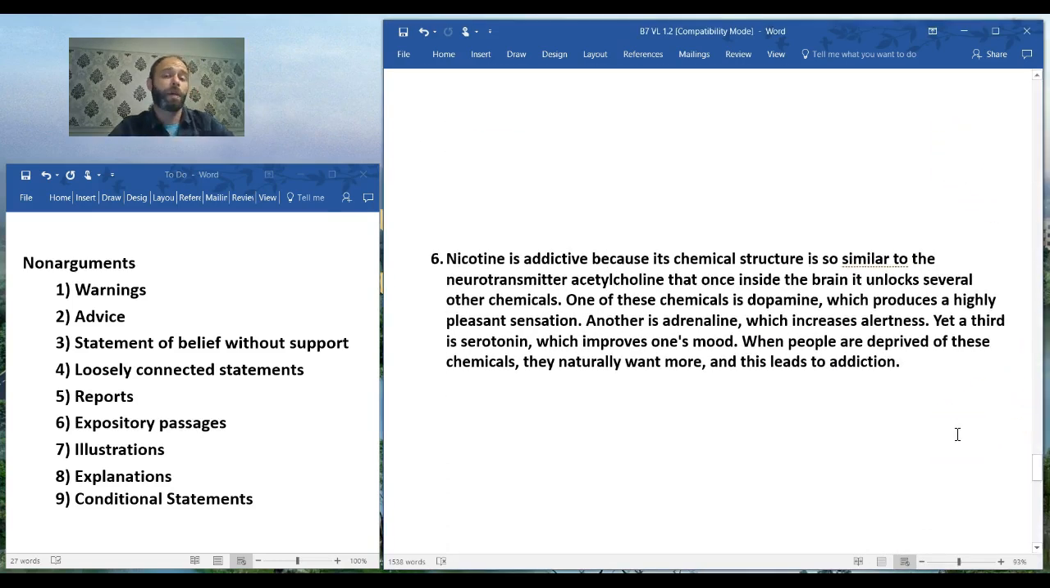All right, the last example we'll do together before the quiz questions. So, nicotine is addictive because its chemical structure is so similar to the neurotransmitter acetylcholine, and once inside the brain, it unlocks several other chemicals. One of these chemicals is dopamine, which produces a highly pleasant sensation. Another is adrenaline, which increases alertness. Yet a third is serotonin, which improves one's mood. When people are deprived of these chemicals, they naturally want more, and this leads to addiction.